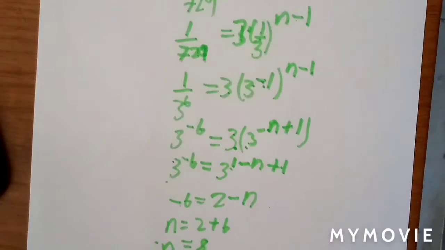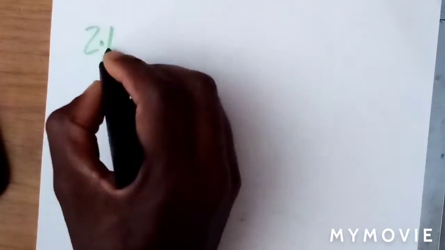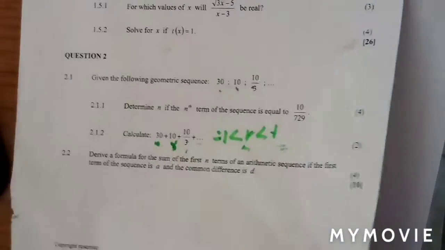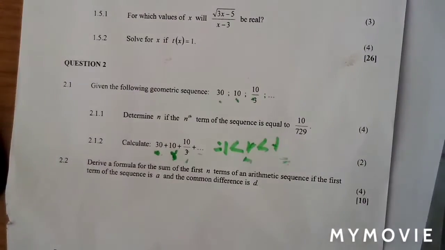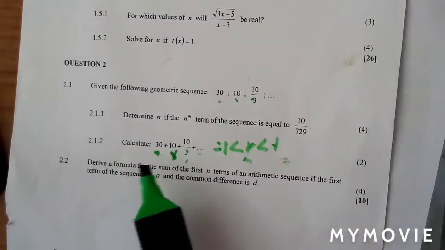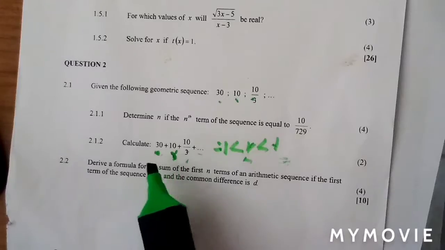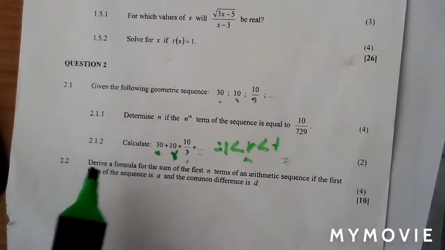The next step is 2.1.2. In 2.1.2 you are given this question. Calculate 30 plus 10 plus 10 over 3 plus up to infinity. That means you calculate the sum up to infinity.